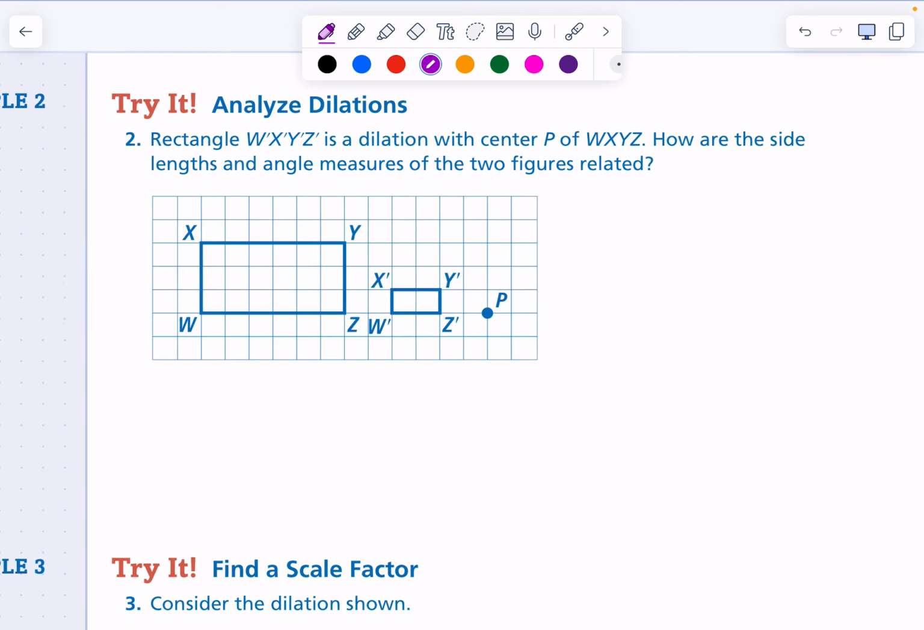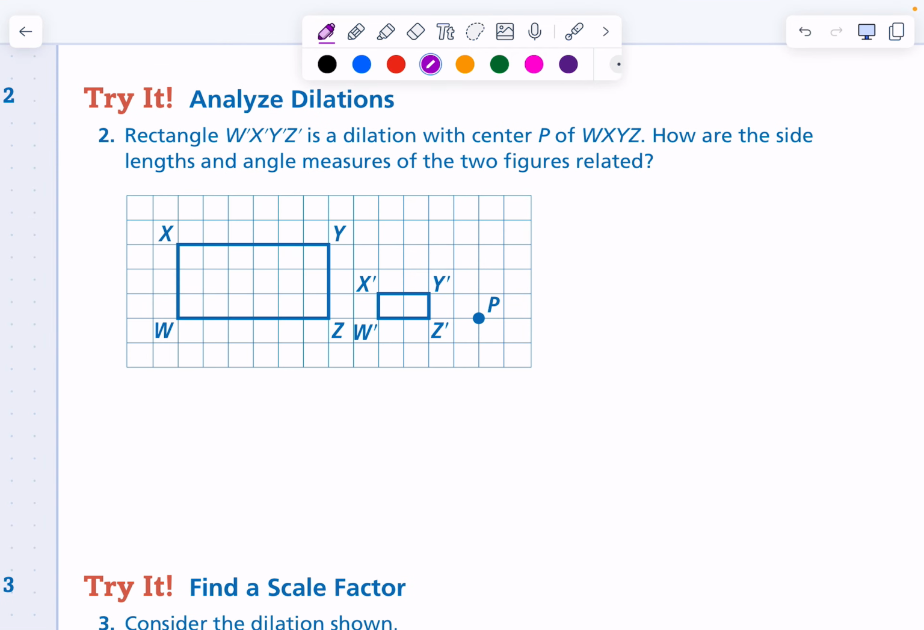Okay. So I would like you to look at example 2. We have rectangle WXYZ, and then we have the dilation of WXYZ. What I want you to talk about with your new elbow partner, how are the side lengths and angle measures of the two figures related? You have 30 seconds, go. They're 3 times bigger. That's a third less. Well, very small. Third.